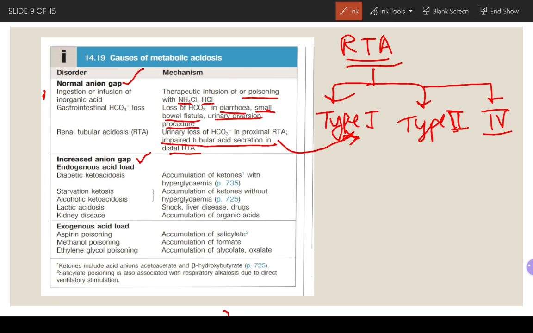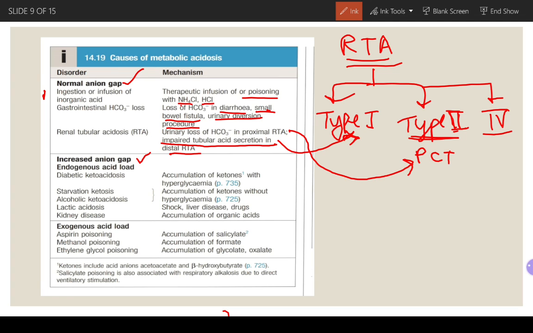which leads to normal anion gap metabolic acidosis. Now type 2 is when you have a problem in the PCT. So you have urinary loss of bicarbonate. So this is the cause of type 2. Why do you have a urinary loss of bicarbonate? That's because the main function of the proximal convoluted tubule is to reabsorb the bicarbonate that is filtered. So if there's an impairment there, the bicarbonate is excreted in the urine without the reabsorption. So this can again lead to acidosis because you don't have any bicarbonate reabsorption. The main reason for an alkaline nature is the bicarbonate ion.